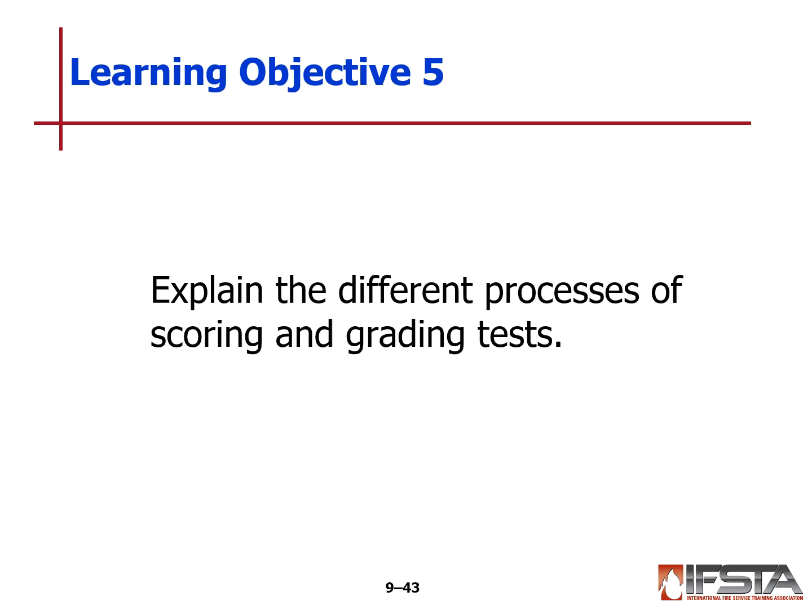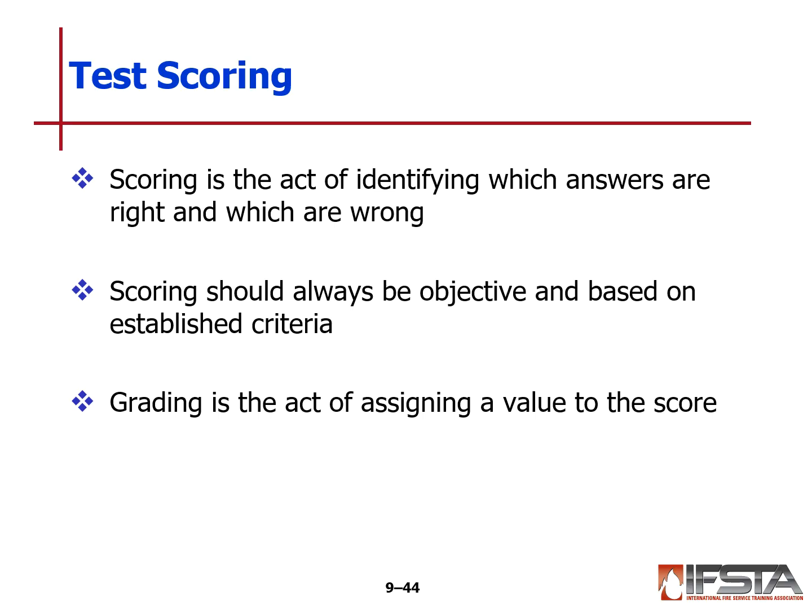Learning Objective 5. Explain the different processes of scoring and grading tests. Test scoring. Scoring is the act of identifying which answers are right and which are wrong. Scoring should always be objective and based on established criteria. Grading is the act of assigning a value to the score.